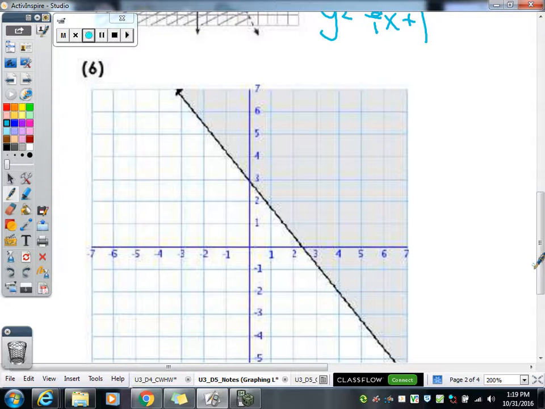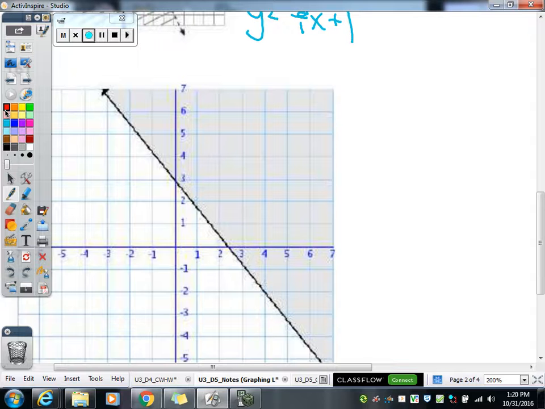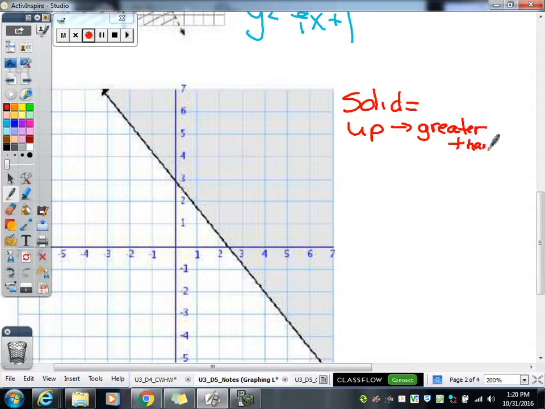Okay, so let's look at this one. The first thing, I know it's solid, which means there's going to be an equal sign in it. It's shaded up, so it's going to be greater than. So I know it's going to be y is greater than or equal to. And I'm just going to write mx plus b just to give you a reminder that even though it's inequalities, we still use mx plus b.